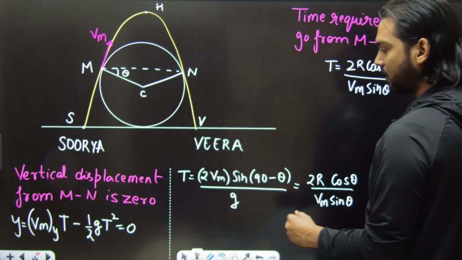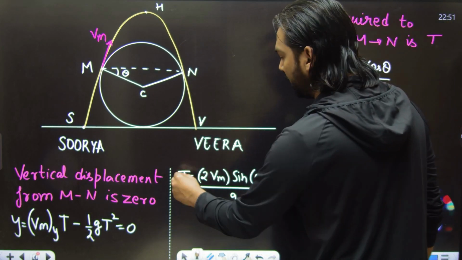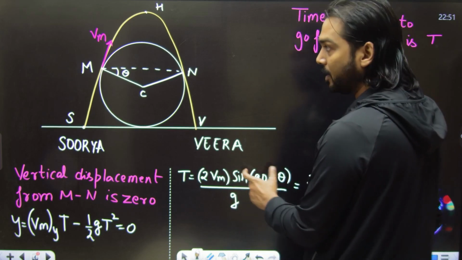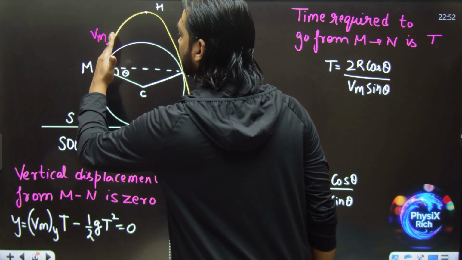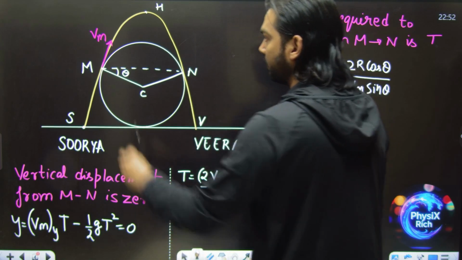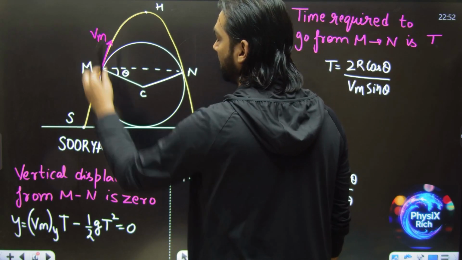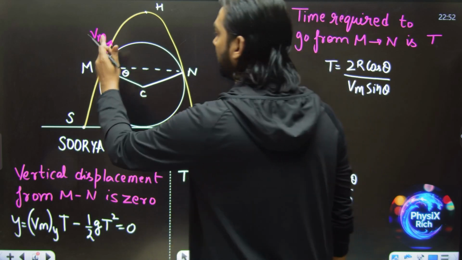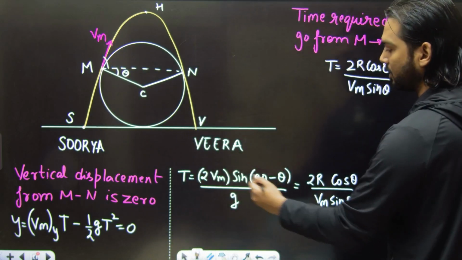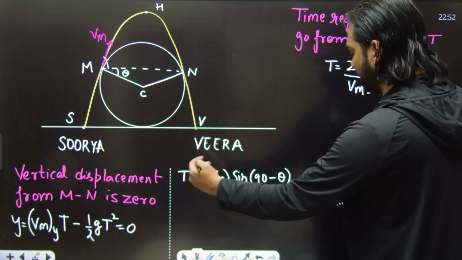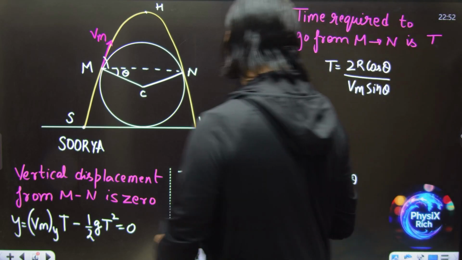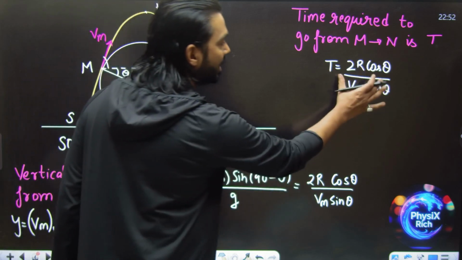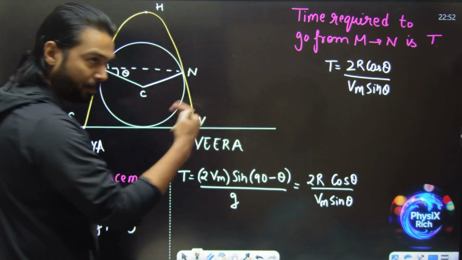Now, if I put these values, I will get t equals 2 Vm sine of (90 minus theta) upon g. Why am I taking sine of 90 minus theta? Because Vm has a vertical component. If this angle is 90 minus theta, then the vertical component becomes sine of (90 minus theta) times Vm. So this is my time period, which is 2 Vm sine (90 minus theta) upon g, and that will be equated with the time which we found on the previous slide.